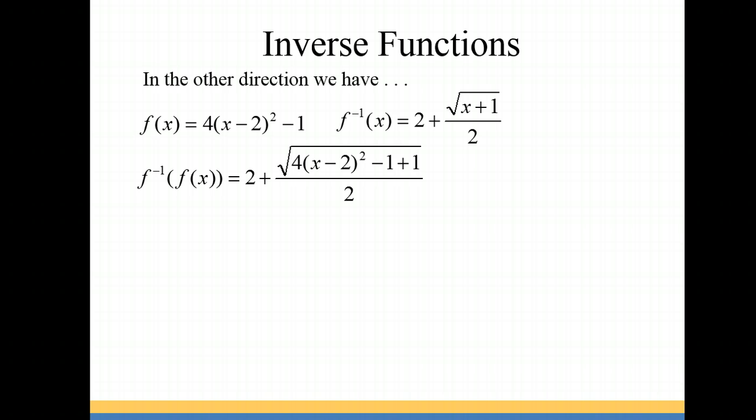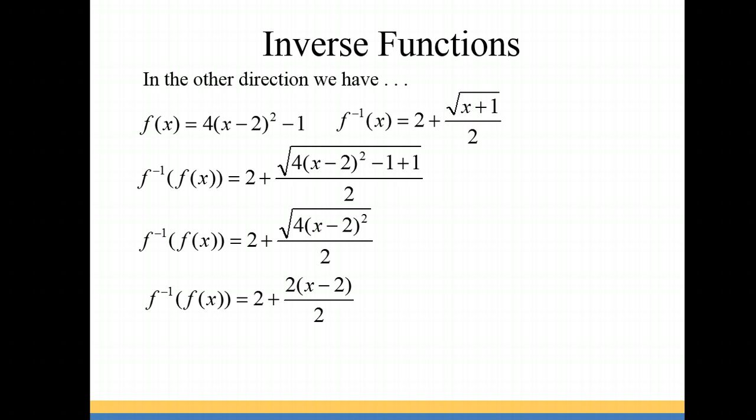So we're going to take the f of x function and put it inside the inverse function for x. So I'm putting the 4 times x minus 2 all squared minus 1 under the radical and then adding 1 to it. So the 1's cancel out. Now instead of trying to FOIL out the x minus 2, I'm going to use the fact that the square root undoes the squaring. So the square root of 4 is 2, and the square root of x minus 2 squared is x minus 2. Now the 2 in the numerator and the 2 in the denominator cancel each other. So we just have 2 plus x minus 2, which gives us x.